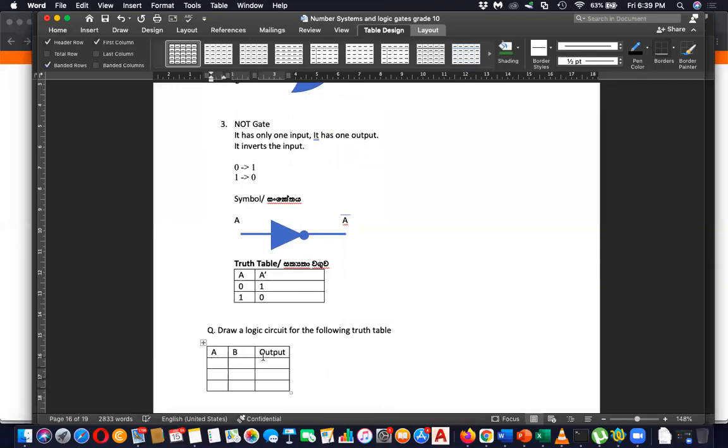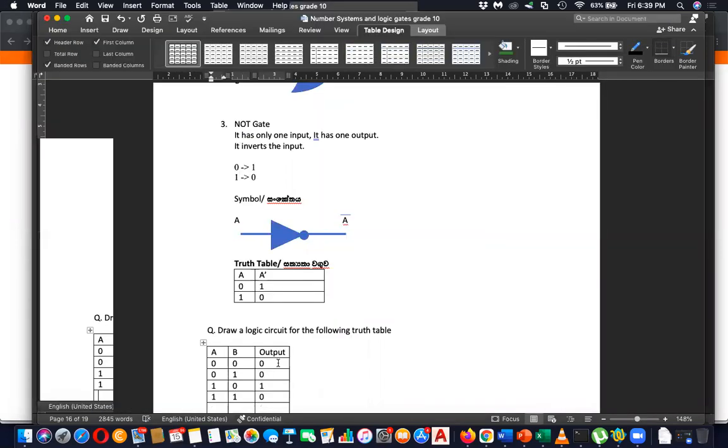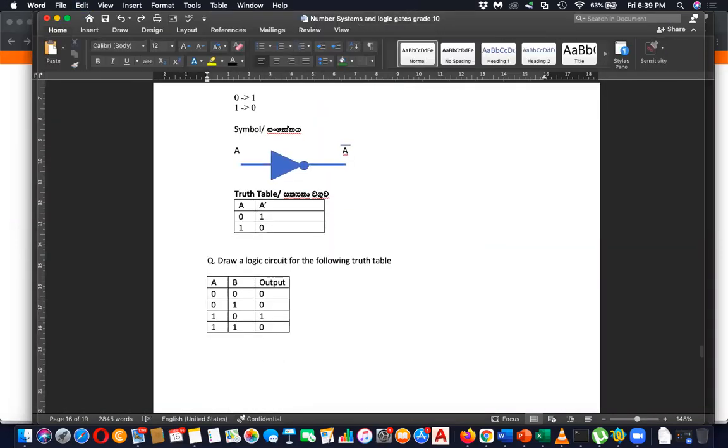I'm not going to write the Boolean expression or something like this. The inputs can be 0, 0 and 0, 1. Then 1, 0. And the next one is 1, 1. And the output will be something like this. I need you to draw a logic circuit for this. Can you draw a logic circuit for this? I'll give you 2 minutes. Quickly draw a logic circuit for this. If you have questions, any doubts, you can ask.